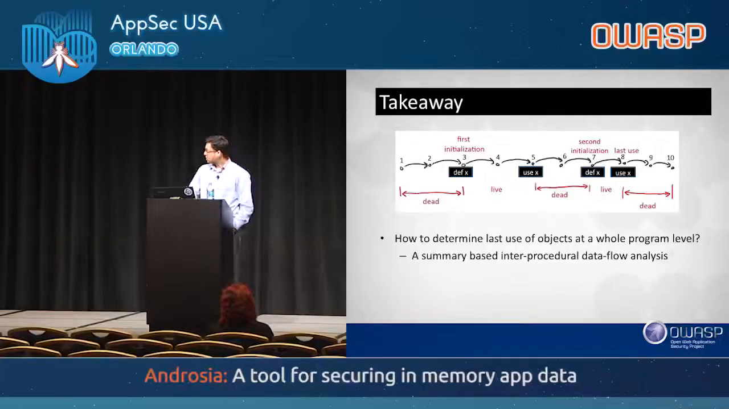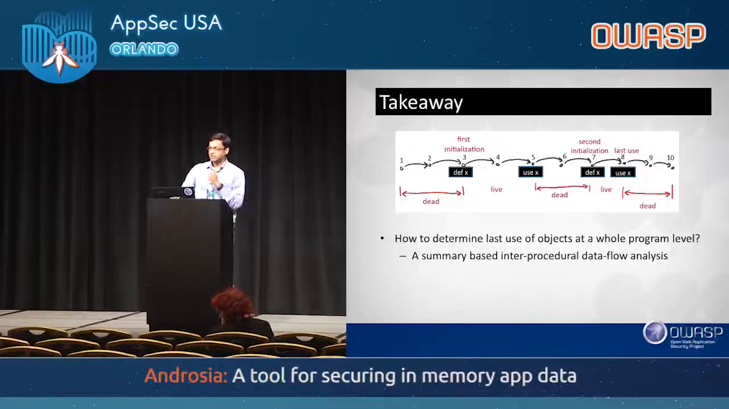What we're going to achieve out of this tool is determine the last use of objects at a whole program level. This diagram was basically a single flow within a specific method, you can say. So we need to do this at a whole program level. We need to figure out points like statement 5 and statement 8 at a whole program level. And what we're going to use is a summary-based interprocedural data flow analysis.